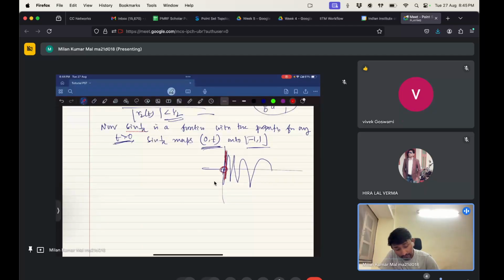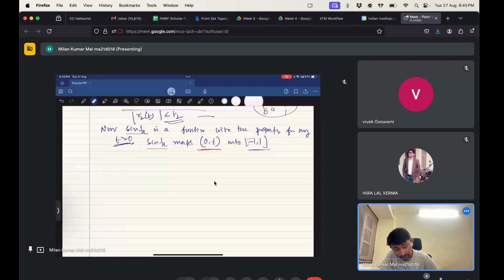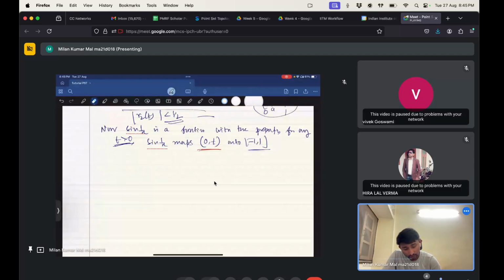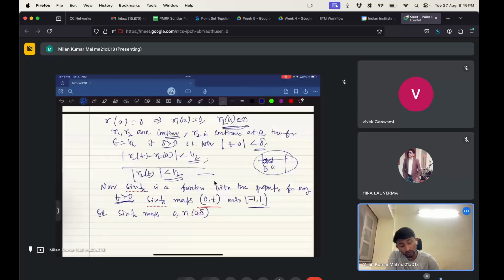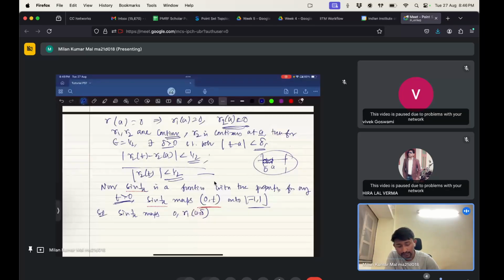So that means there exists an x naught. Sine 1 by x maps 0 to gamma 1 of a plus delta, that is, for all t with a less than t less than a plus delta. This is the thing, because on the left-hand side it is already 0. Gamma 1 maps this set onto minus 1 to 1.